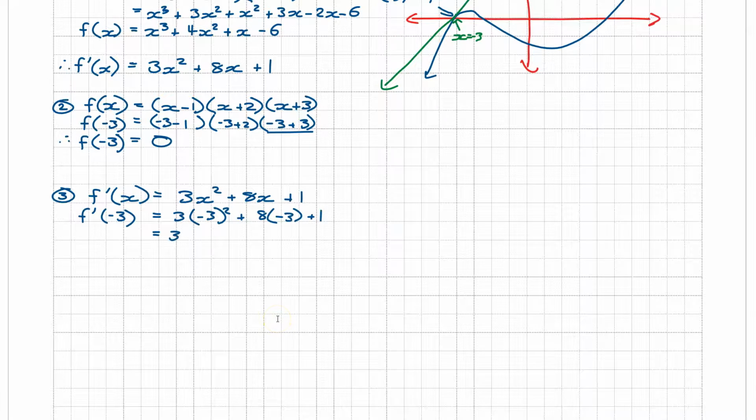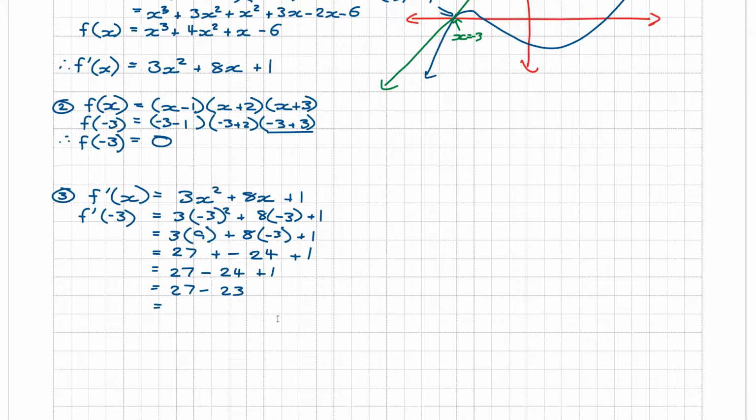Calculating this, 3 times 9, 8 times still negative 3. Doing the brackets, 3 9s are 27, plus 8 times negative 3 is -24, plus 1. So it becomes 27, take 24, plus 1, 27 take 23, and therefore it's simply going to be 4. So the gradient when x equals negative 3 is simply 4.